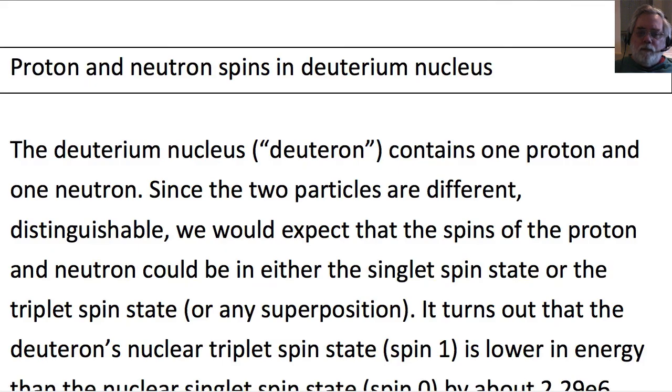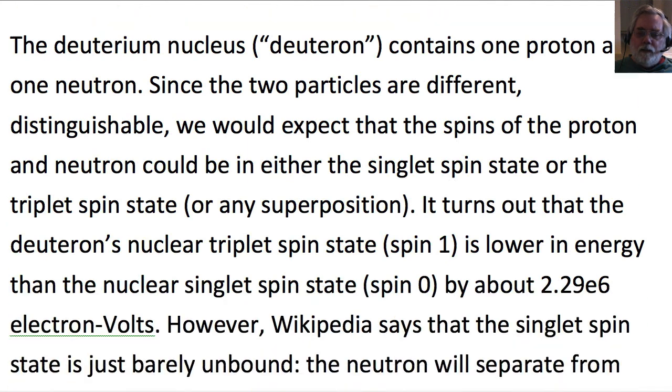Proton and neutron spins in the deuterium nucleus. The deuterium nucleus, which is called a deuteron, contains one proton and one neutron. Since the two particles are different and distinguishable, we would expect that the spins of the proton and neutron could be in either the singlet spin state or the triplet spin state, or any superposition.